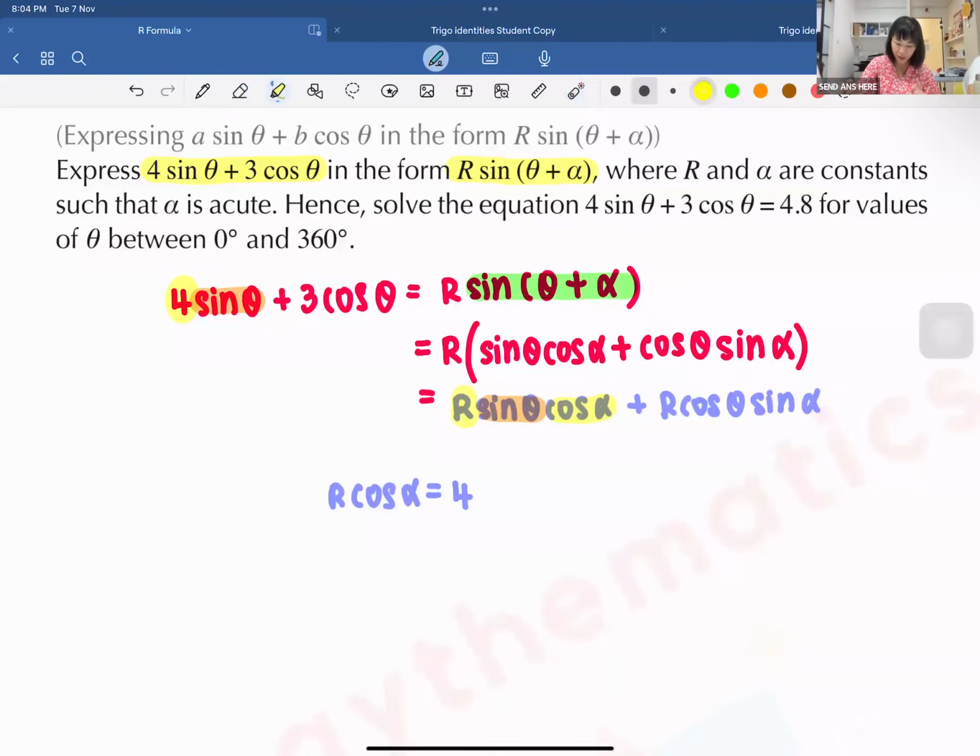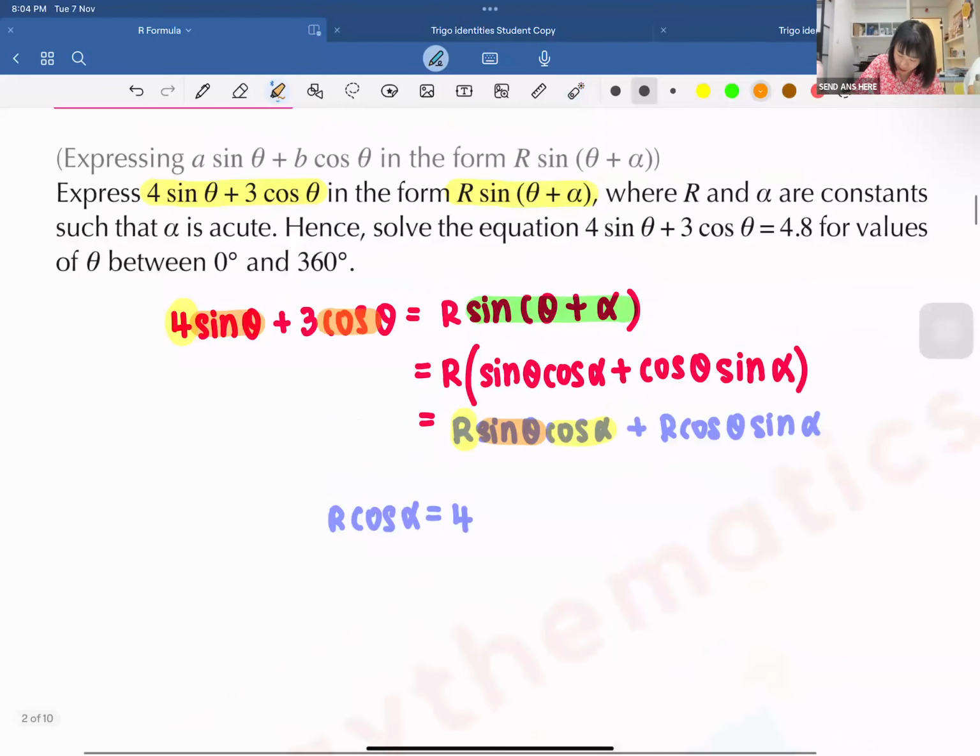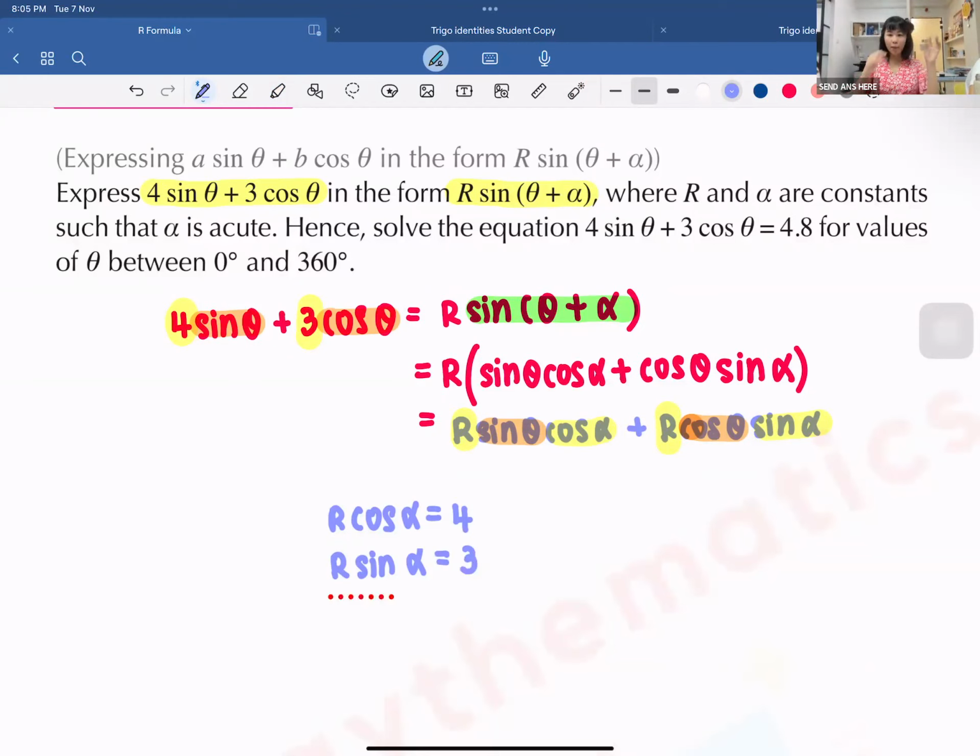Okay, then next part. Can you see cos theta here? Same. Okay, then the 3 must be what? It must be your R sine alpha. So R sine alpha is equal to your 3. So I'm comparing the coefficients of the left hand side with my right hand side first. Then I get these two. Okay, I give you some time to internalize. Any question, please ask me.